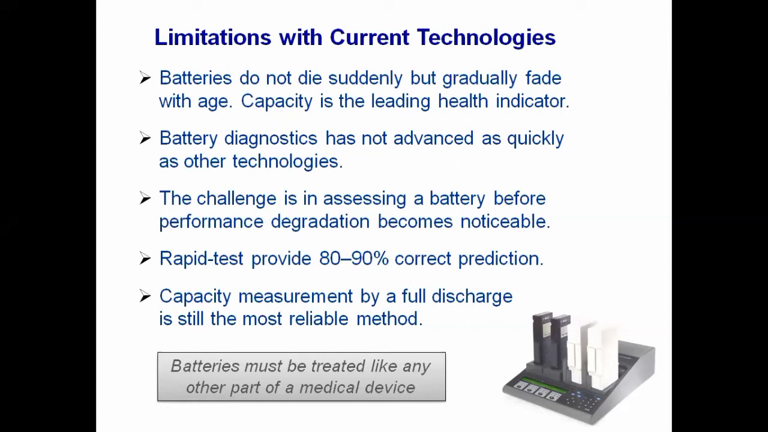Capacity measurement by a full discharge is still the most reliable method. So fully discharging is an efficient method when we are increasing the life of the batteries.